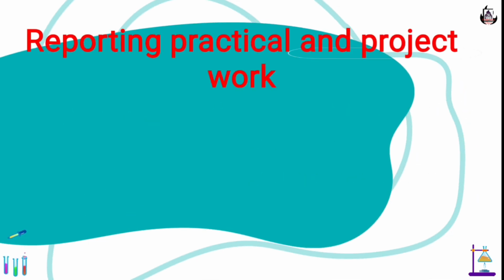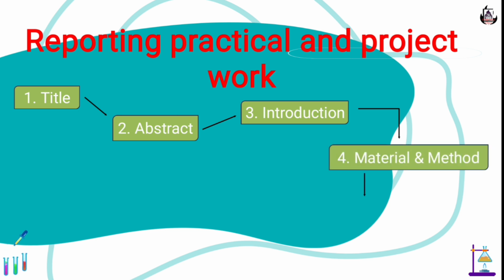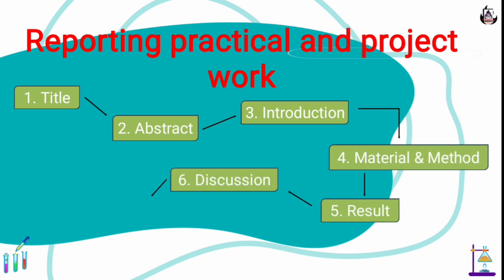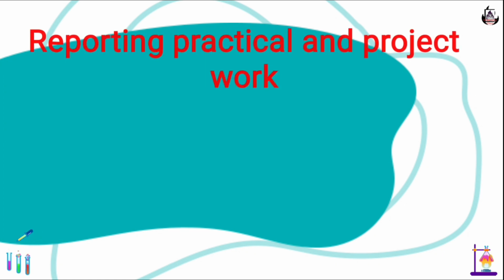Whenever you write a scientific report, it must include 8 key sections: title, abstract, introduction, material and methods, result, discussion, conclusion, and reference or bibliography. Let's go through them one by one.